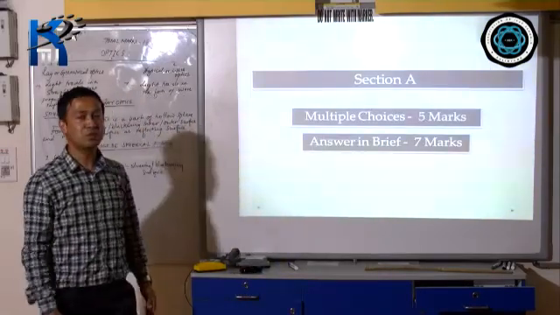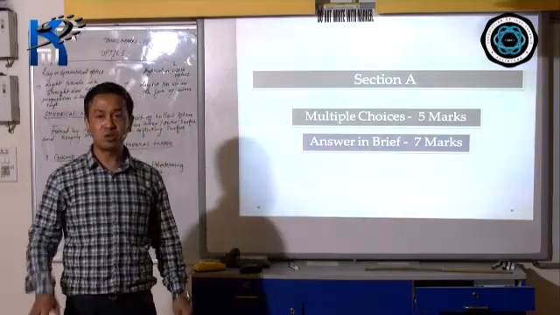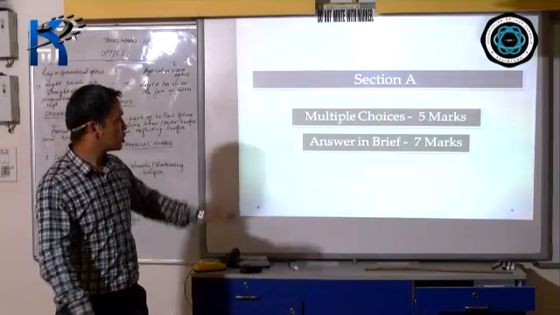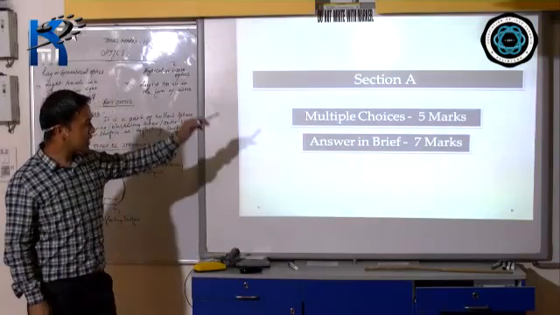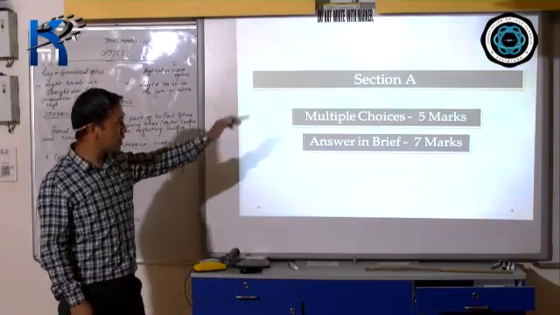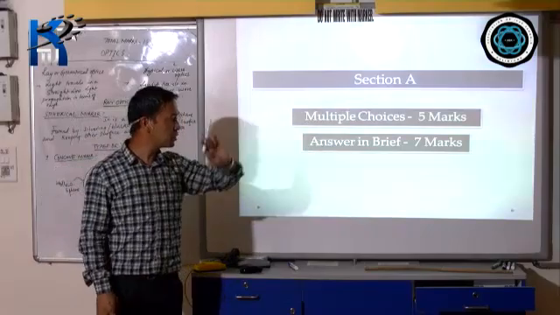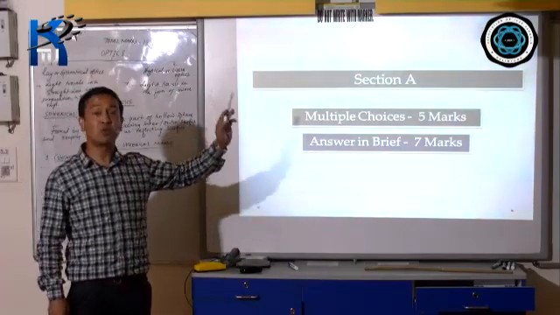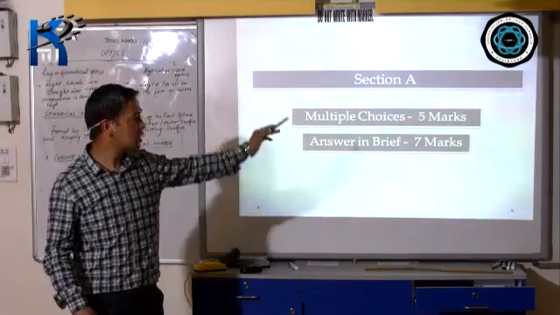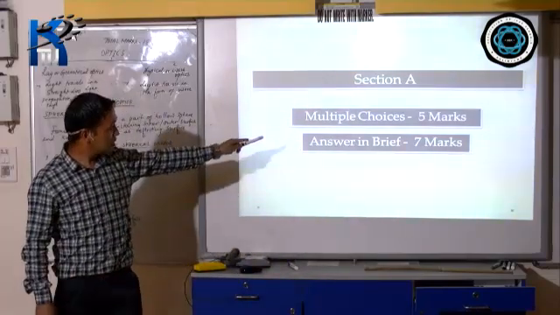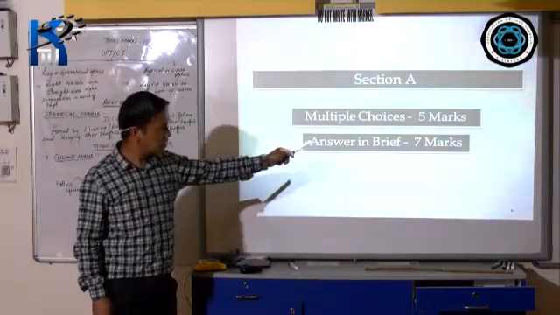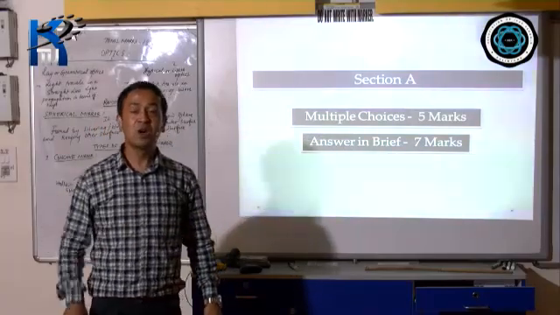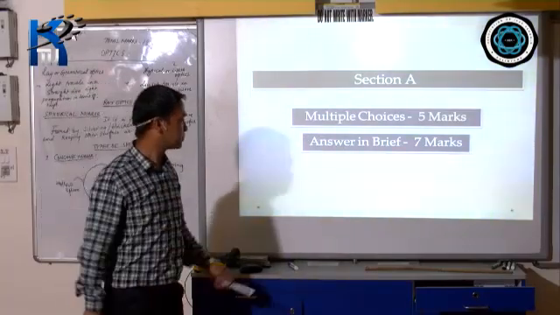The next part I'll tell you. In this question paper, you find a total of 4 sections. We have section A, which is multiple choice. You find 5 multiple choice questions. Each question carries 1 mark, so 5 questions carry 5 marks. This is followed by answer in brief. Here you find 7 questions, and each question carries 1 mark.